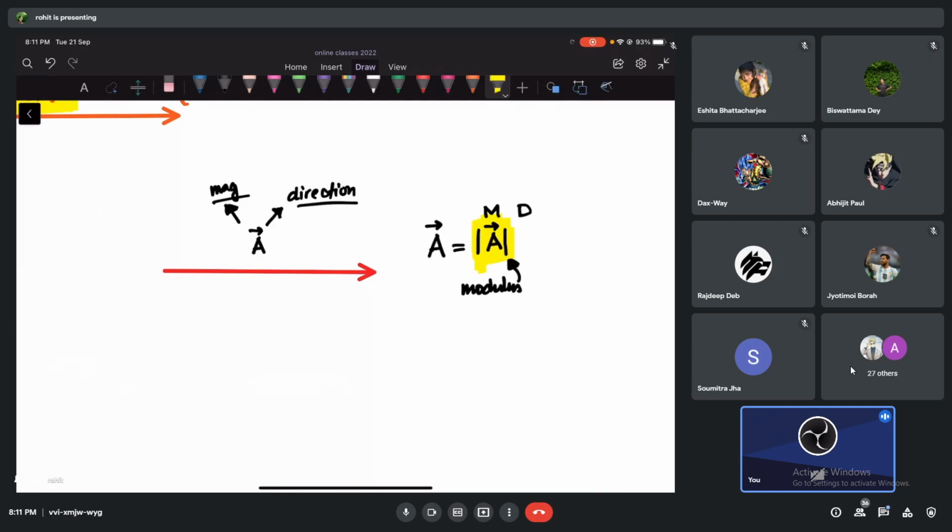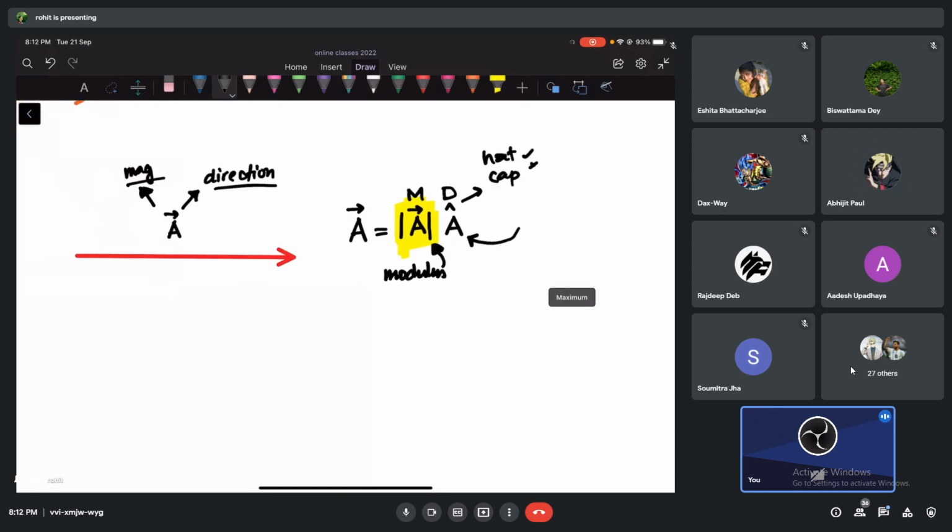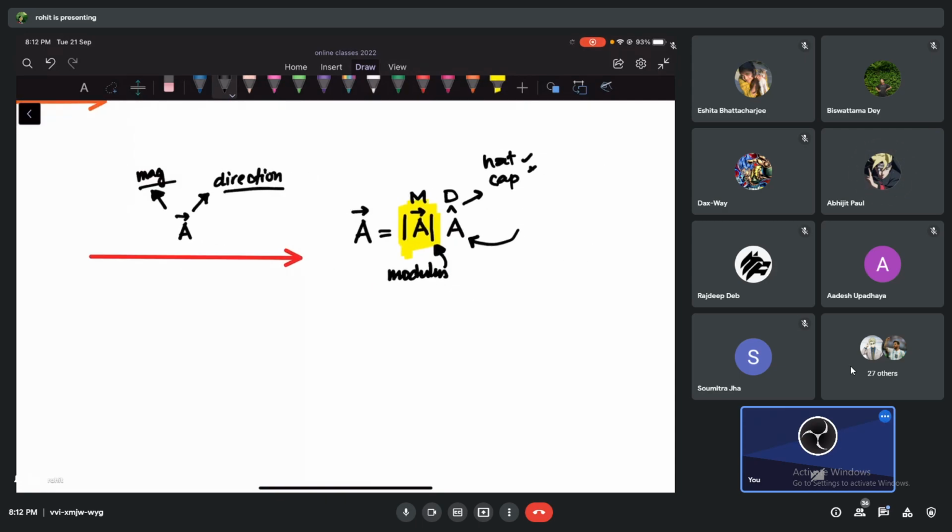Don't worry, things will become more clear. How do we write direction, guys? Who can tell me? A hat, very good. We write A hat or A cap. We can use any one of them. So this is a name, by the way, right? This A hat or A cap has a name. What is this called, guys? It's a unit vector. Very good. We call it a unit vector.